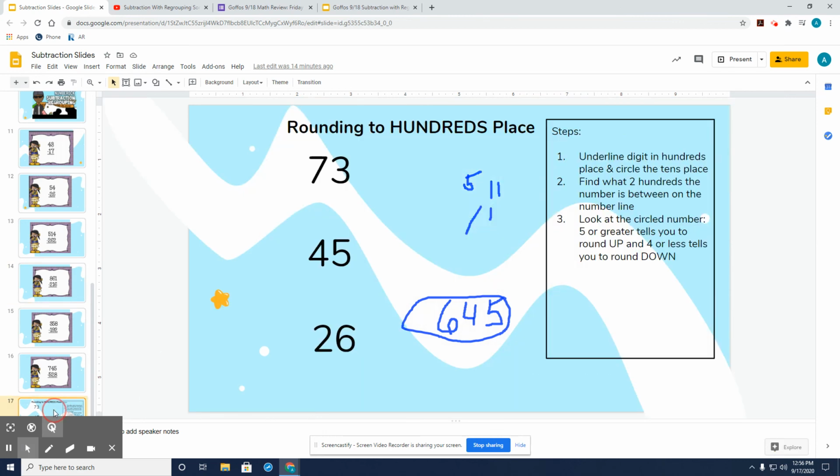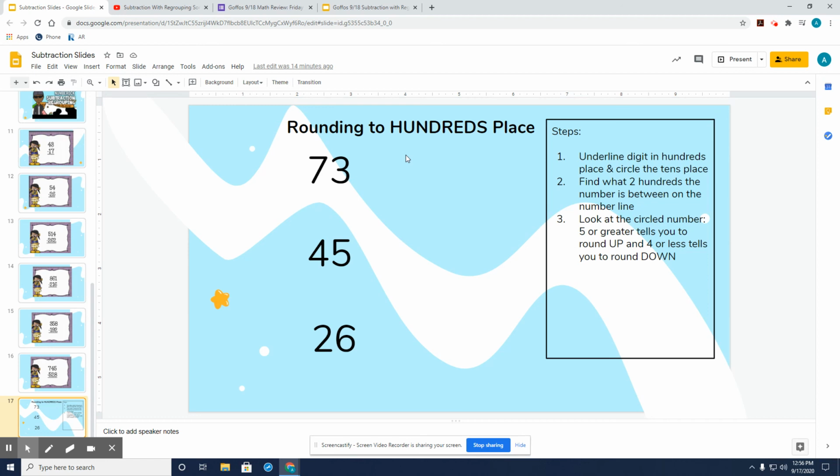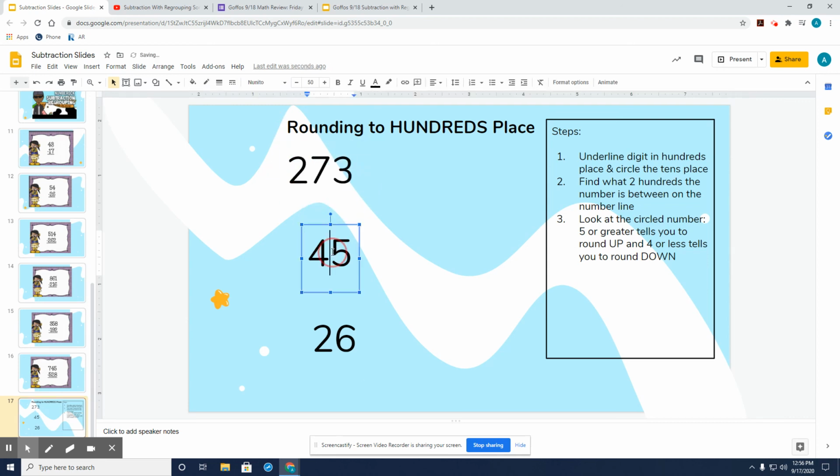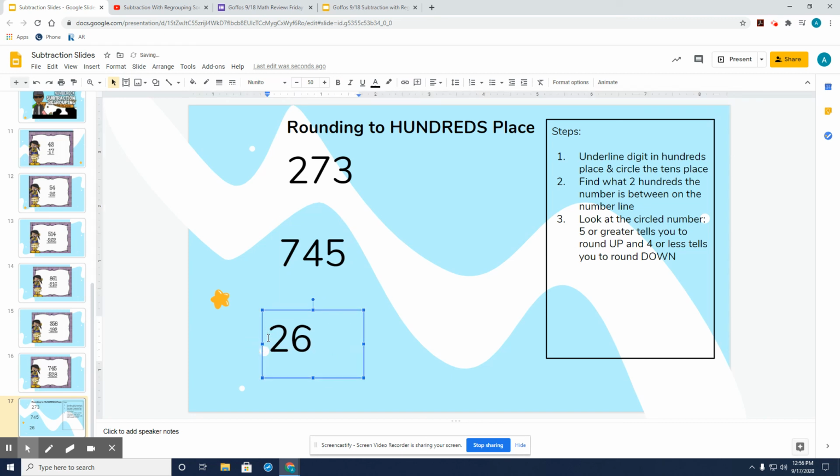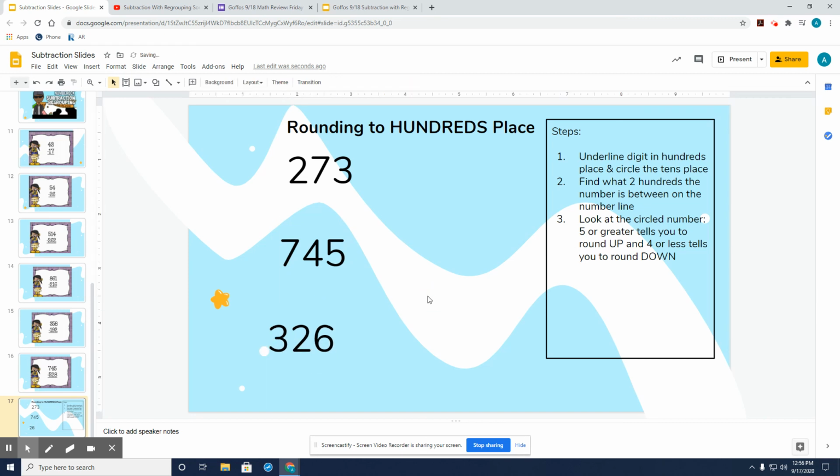And then I would like to review rounding to the hundreds place a little bit because you are doing this on your Friday review and it's part of the subtraction slides today. Oops, let me add some hundreds in there. We can't round to the hundreds if there's no hundreds. Okay. So this first one, 273, you underline that 2, you circle that 7.